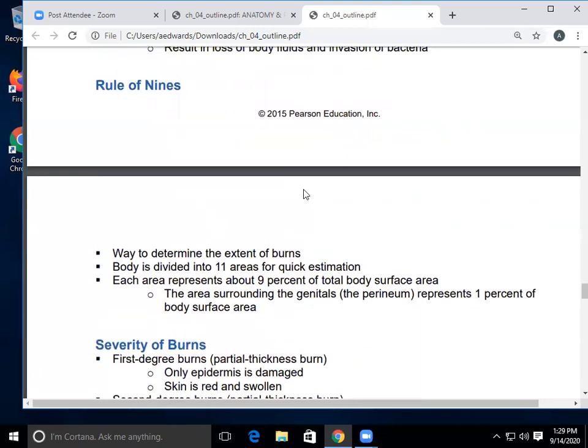Another concept, the rule of nines. It's how you determine how serious the burns are. You can divide the body into 11 areas, which allows you to estimate quickly. Each area represents about 9% of your body's surface area. So what's 9 times 11? 99, which is roughly 100, right? So an easy way to do it. And the other 1% is the area surrounding the genital region, or perineum.